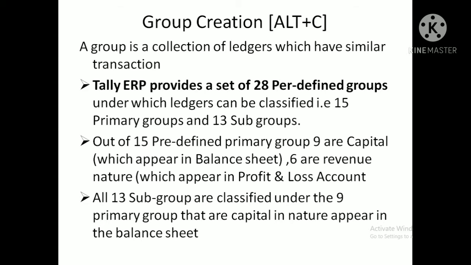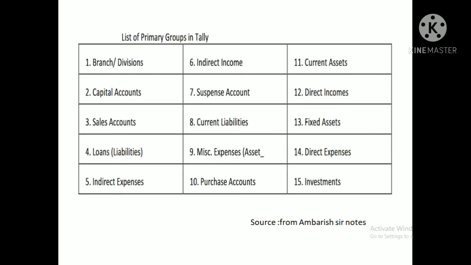Next we will see which groups are predefined in Tally. This is a list of the primary groups in Tally, that is 15 primary groups. Please observe it. This is a list. Please note this list, because in the examination they will ask a 6 marks question.